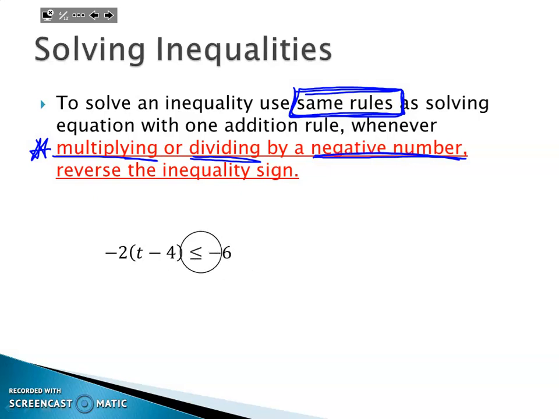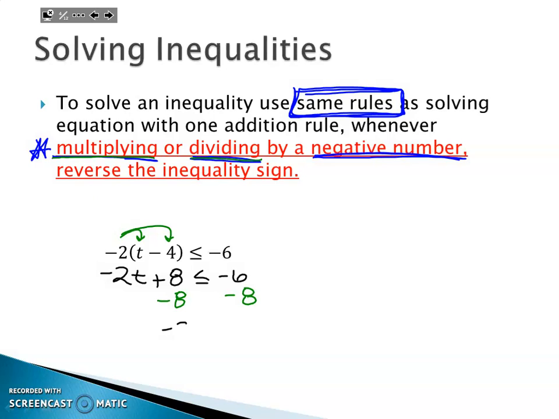So let's look at this example down here. I've got negative 2t minus 4 less than or equal to negative 6. My first step, because I'm just going to solve it like a normal equation, would be to distribute the negative 2. This is not a case where you need to flip the sign, because I'm not multiplying both sides by a negative. I'm just distributing. I'm just simplifying one side of it. Distributing that negative 2 gives me negative 2t plus 8 less than or equal to negative 6. I subtract 8 from both sides. Again, no reason to flip the sign there. That's just subtraction. The only time you flip is if you multiply or divide by a negative.